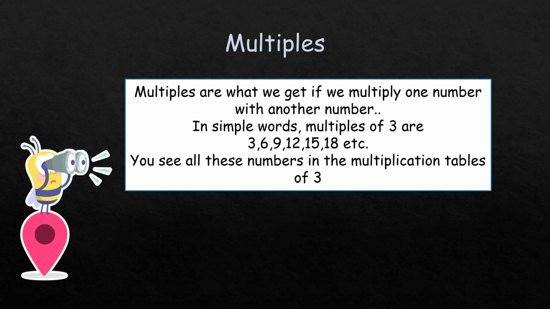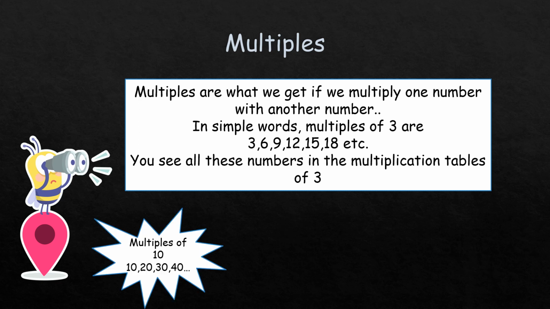In simple words we can say, when you write a multiplication table of 3, you see all these numbers: 3, 6, 9, 12 and so on. So all the numbers that you see in the multiplication table of 3 are multiples of 3.